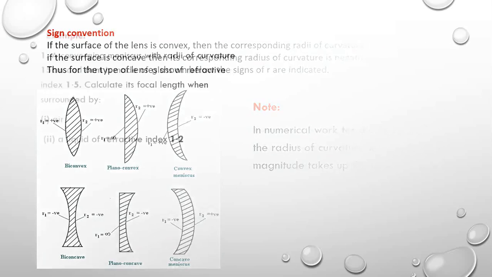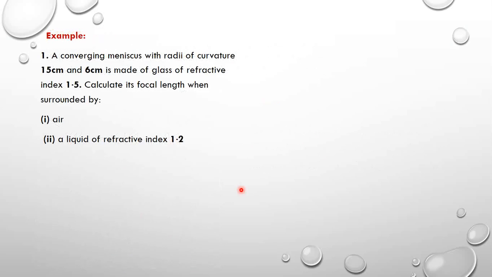Let's look at this example. A converging meniscus of radii of curvature 15 and 6 centimeters is made of glass of refractive index 1.5. Calculate its focal length when surrounded by (i) air, (ii) a liquid of refractive index 1.2.